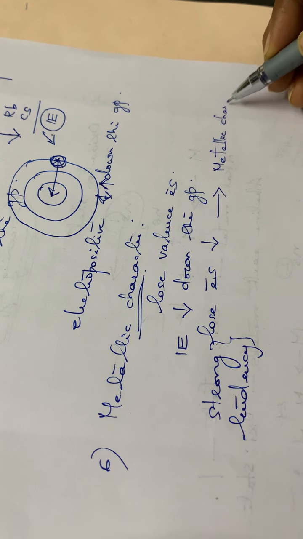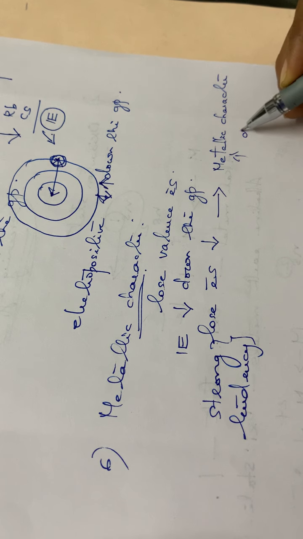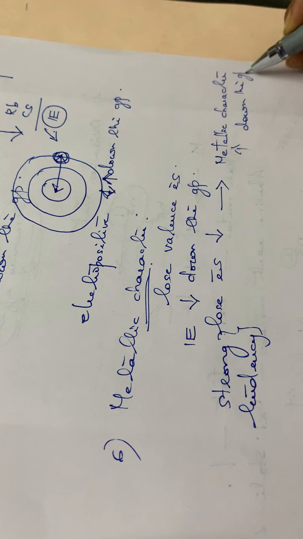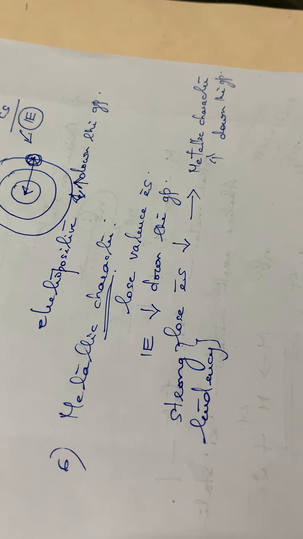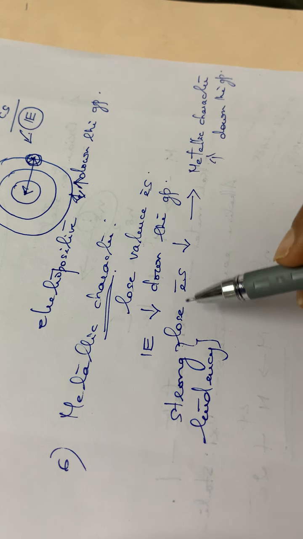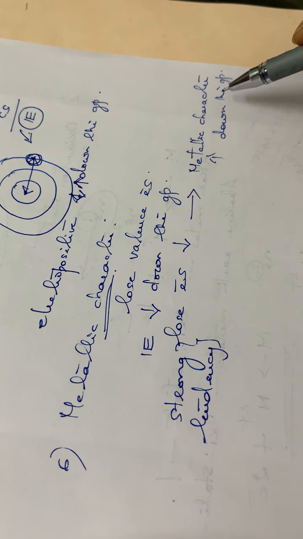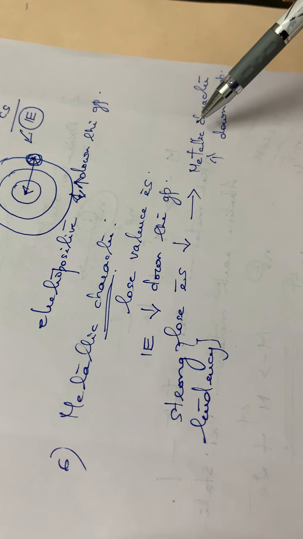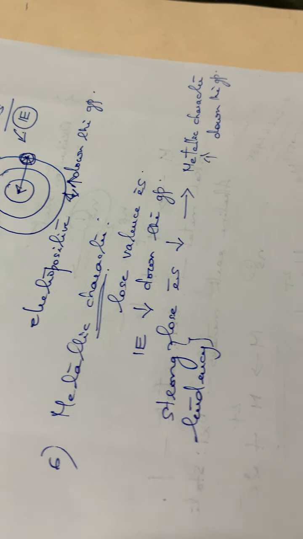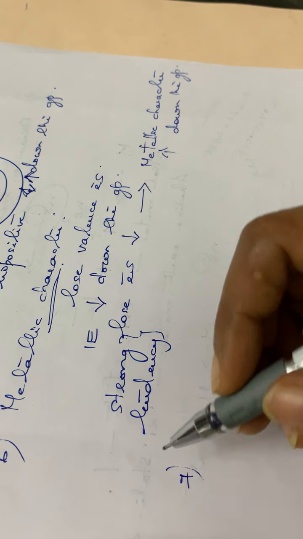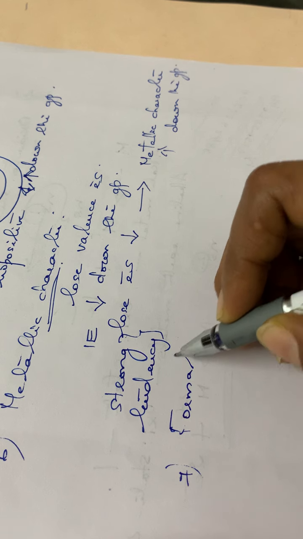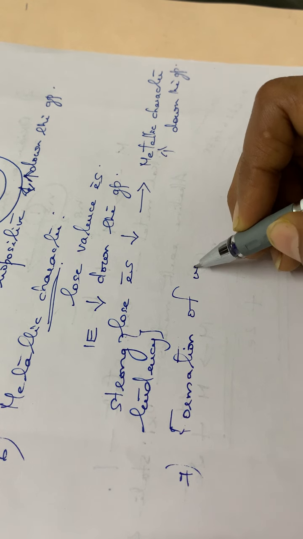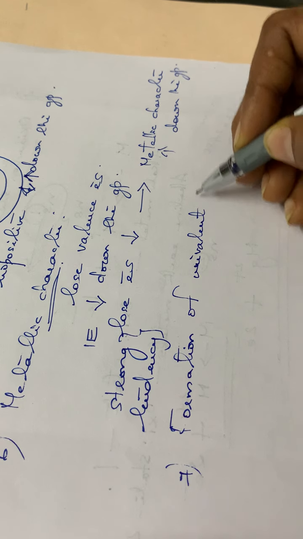Metallic character increases down the group. This metallic character is measured by the tendency for losing electrons; the valence electrons will be easily removed. So that is regarding the metallic character. Both are somewhat related: electropositive nature as well as metallic character increase down the group. Then the next point, the seventh characteristic feature, is the formation of univalent positive ions.